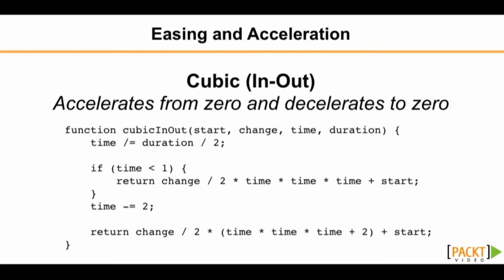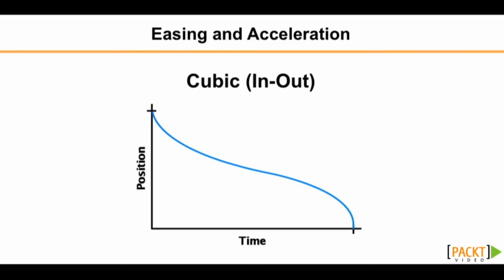Now, in in-out, just like in quadratic in-out, objects accelerate from 0 and decelerate to 0 towards the end. And that's the result. So, in the next video, we're going to be discussing how to interpolate two values in order to smooth them out.